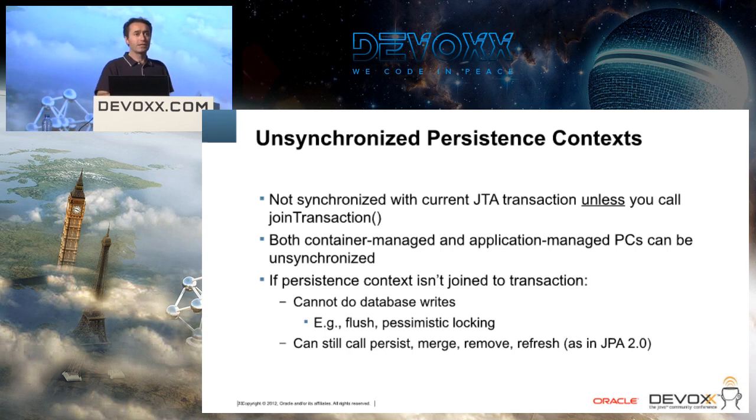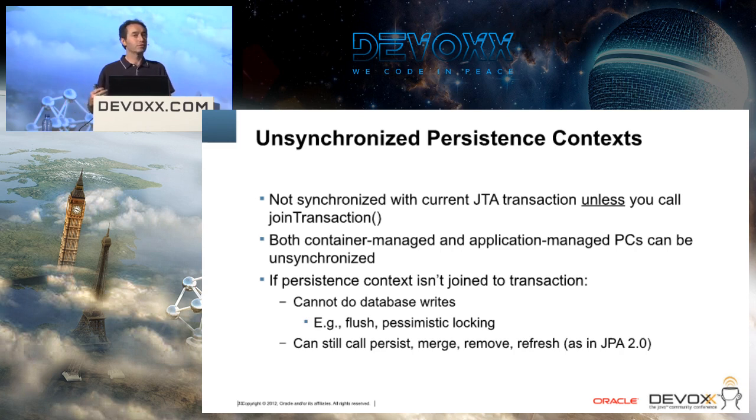It can be either injected for you, so being container managed, or you can instantiate your own using the entity manager factory yourself. You can do everything with it except for certain things that require you to have a database transaction. So imagine if you've got a persistence context or an entity manager, and it's not connected to a transaction, it means you're also not connected to any kind of transactional resources like a JDBC driver or connection. So when you have an unsynchronized persistence context, you can persist objects, you can remove, merge, refresh, you can do a whole bunch of things that don't require you to actually have a database transaction open.